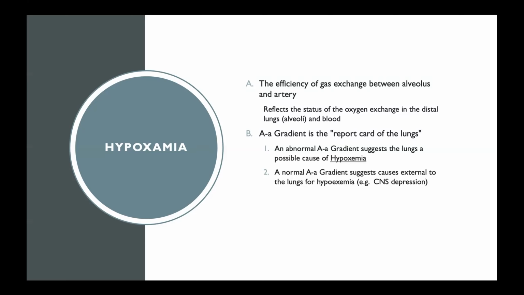By calculating the alveolar oxygen and the arterial oxygen, you can have an idea of what's going on. An abnormal alveolar-arterial gradient suggests that the lung is a possible cause of the hypoxemia. That's a diffusion pressure problem. If the gradient is normal, the cause may be respiratory suppression from the central nervous system, right?